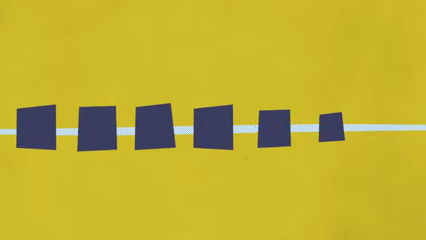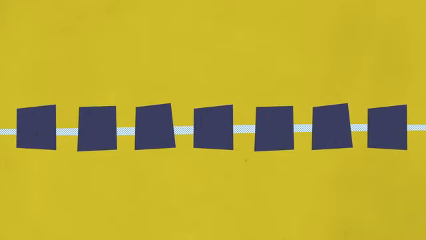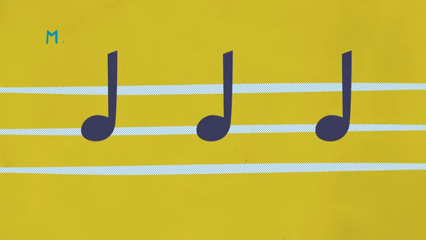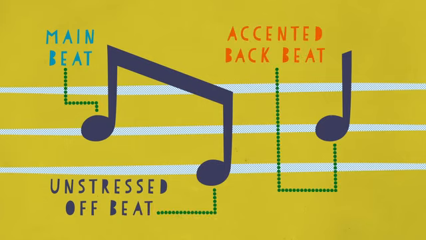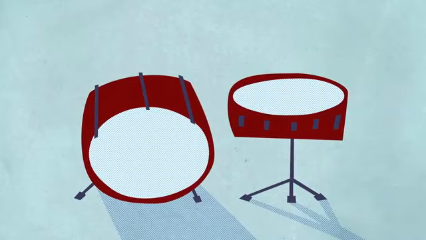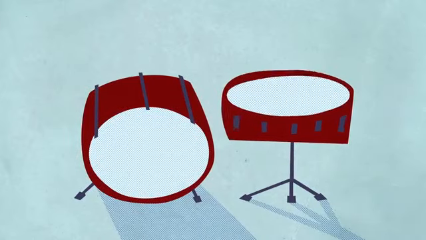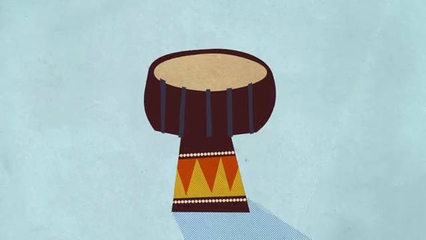But for musical rhythm, a steady string of repeating single beats is not enough. For that, we need at least one opposing beat with a different sound, which can be the unstressed off beat or the accented backbeat. There are several ways to make these beats distinct, whether by using high and low drums or long and short beats.